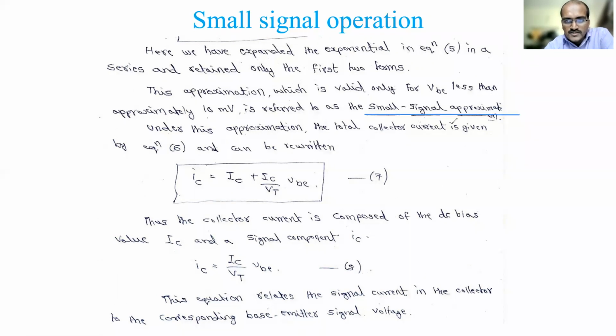Under this approximation, the total collector current is given by, what does total collector current mean? DC as well as AC, which will be represented by a small letter with a capital subscript, which is the DC. I have just expanded there. IC was outside, right? IC into 1 plus VB by VT was there. I have expanded IC to both the terms. So what do you get? IC plus IC by VT into VB. So I got equation 7.